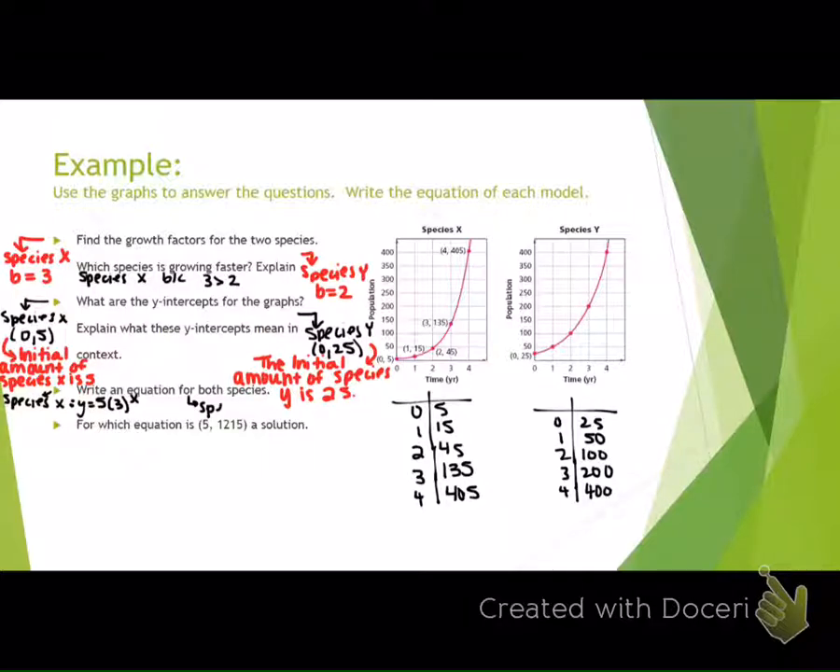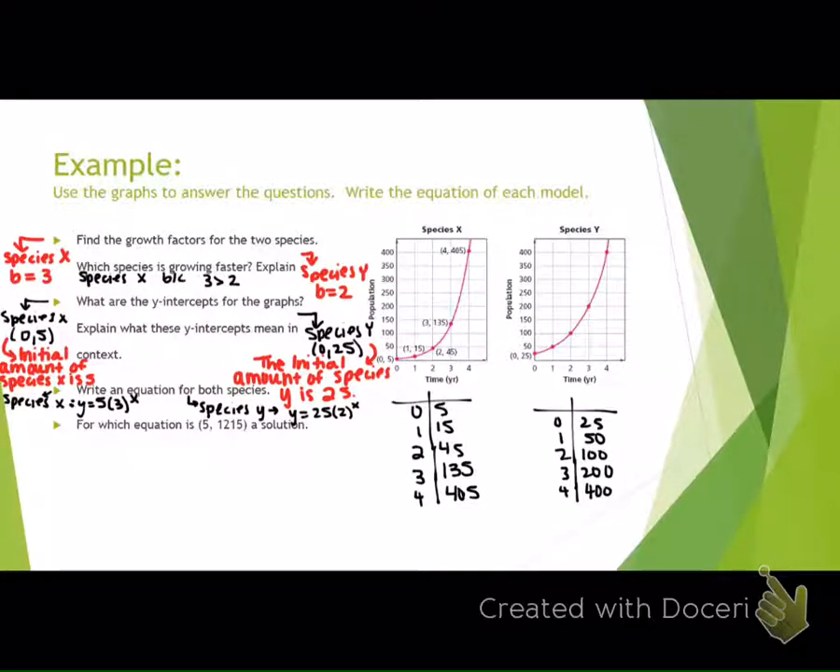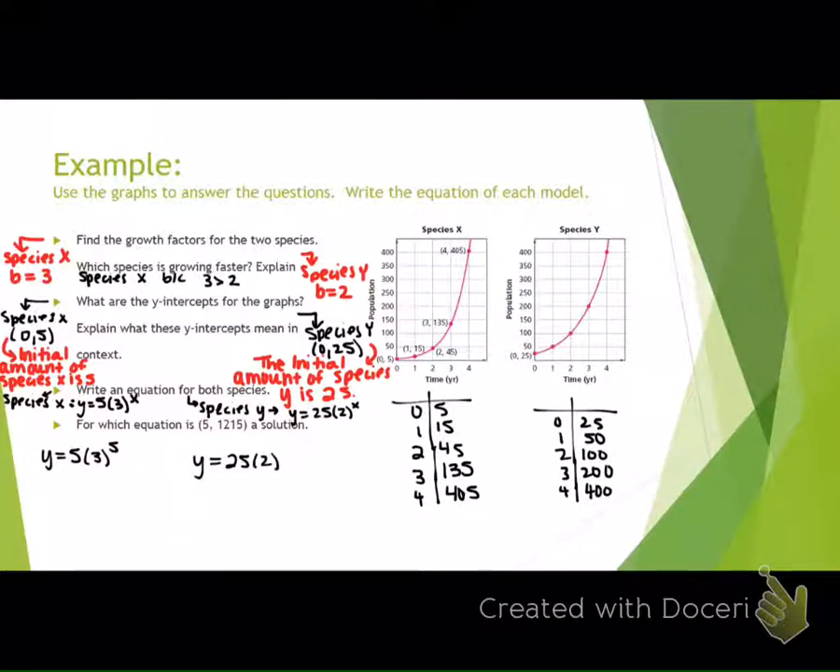Okay. Species Y. Jayla, what is the equation for species Y? Good. So it says, for what equation is the solution 5, 1,215? So all you have to do there is substitute in 5 for x in both of them and figure out which one has that solution. So go ahead and substitute that in and see which one has that solution.